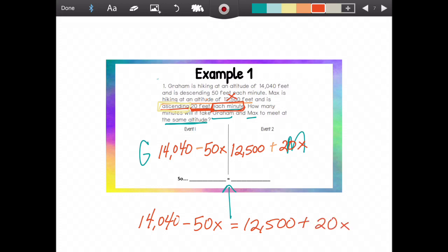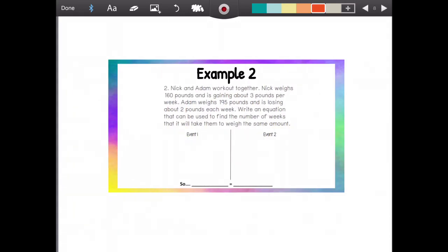All right, so on this next example, I want you to go ahead and pause the video and give it a try and come back and see if you got the correct answer. So go ahead and click pause and come back in just a few minutes. Okay, so hopefully you're back and hopefully you have an equation. Let's go ahead and read number 2.